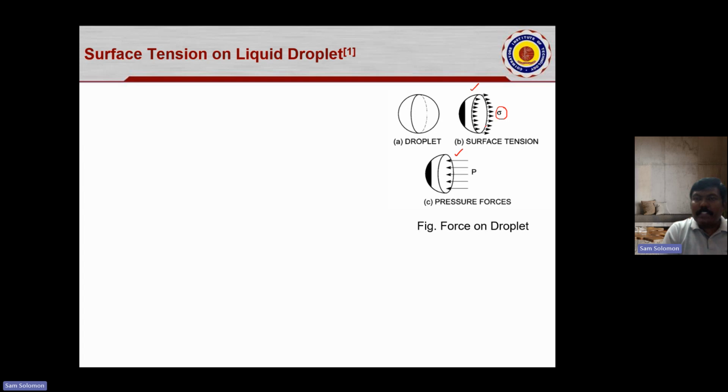And since this is acting on the circumference of this particular half of the droplet, we can multiply it with the circumferential length, pi d. So that is one force. This is the force due to surface tension.